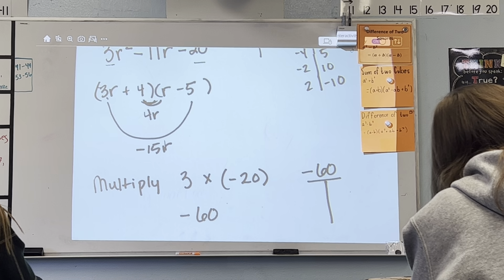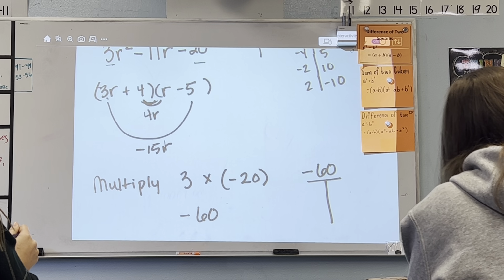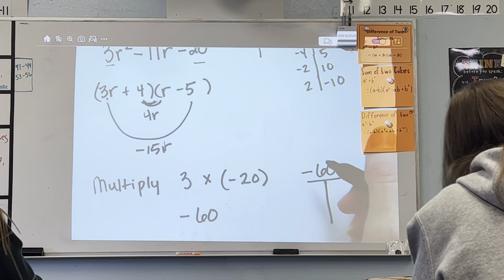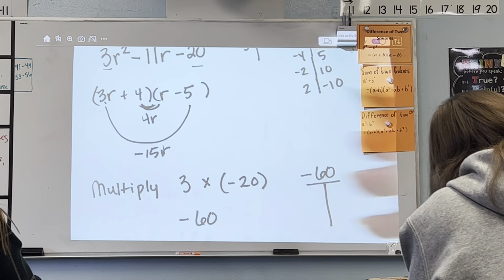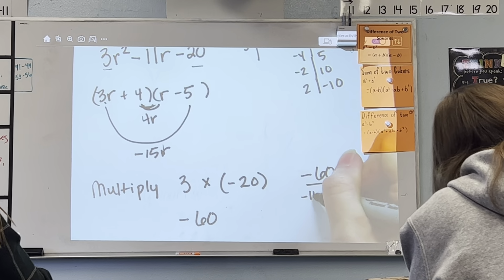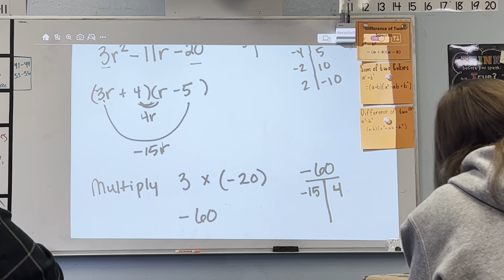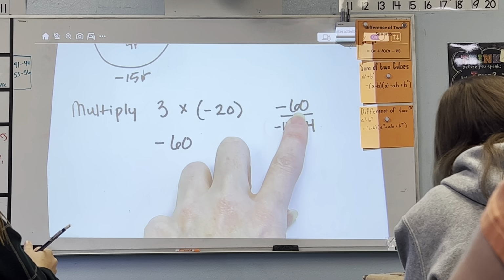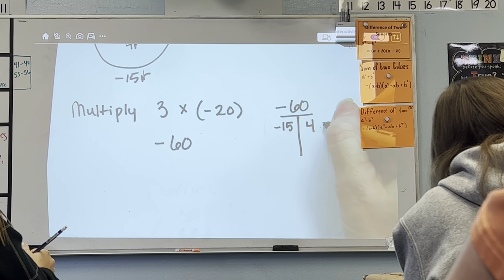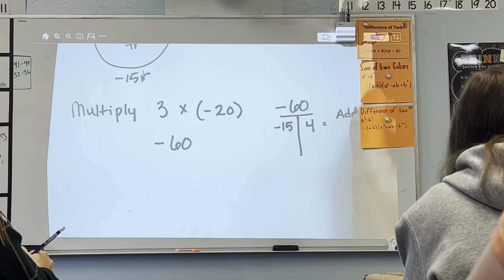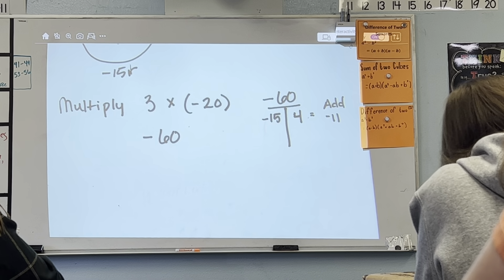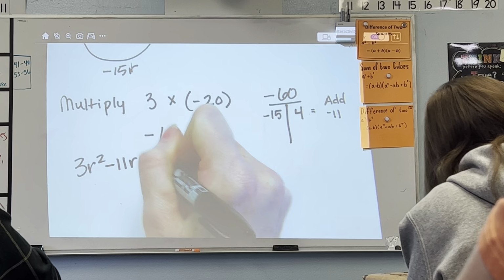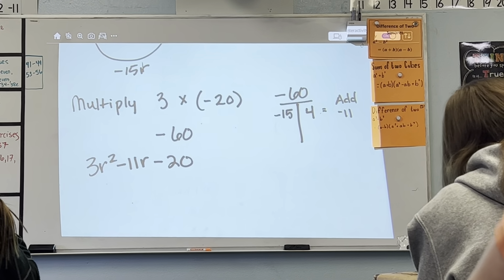Is it 6 and 10? Wait, yeah, 15 and 4. Yeah, good. So it'd have to be -15 times +4. That would multiply to give me -60, but add to give me -11. Okay, I'm gonna rewrite the problem down here so y'all can see it.